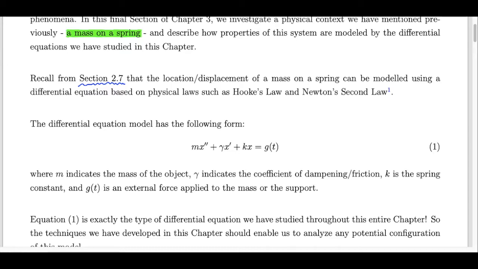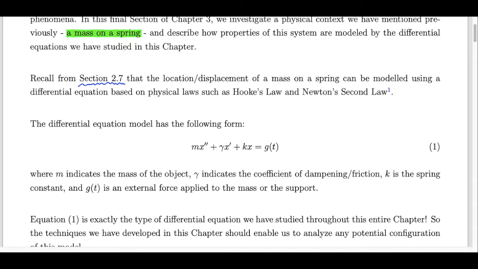Here the constants indicate familiar aspects of the situation. M is the mass. Lambda, this constant here, is the coefficient of friction. And K is the spring constant. G of t is any force that I apply externally to the system. So I think of this as a force that I apply to the mass itself, or possibly a force I apply to the structure, the support, which is holding the spring.